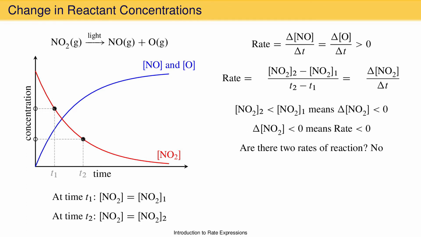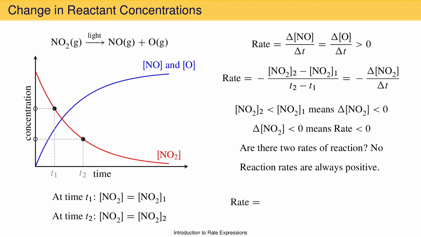The answer is no. Reactions can only have one rate of reaction, and by convention it is always positive. Because of this, expressing the rate of reaction in terms of the change in concentration of a reactant requires a negative sign. In our expression for the rate, we need to insert a negative sign before each of the terms containing a change in concentration of reactant.